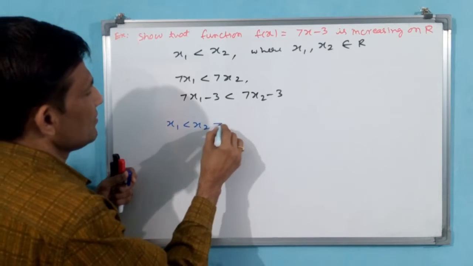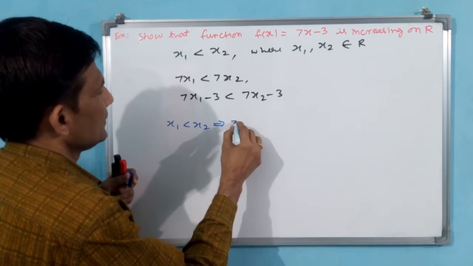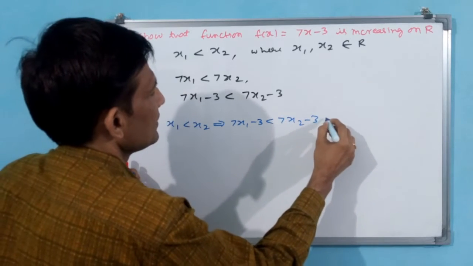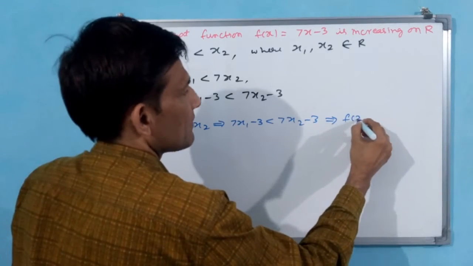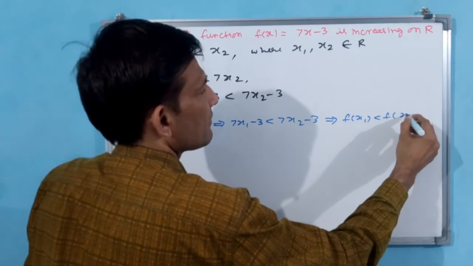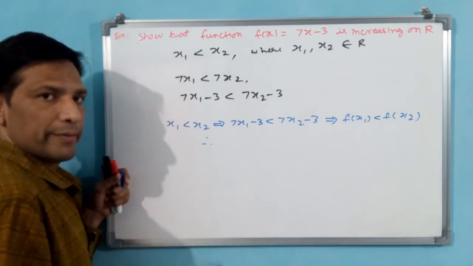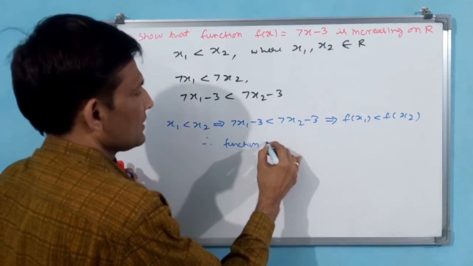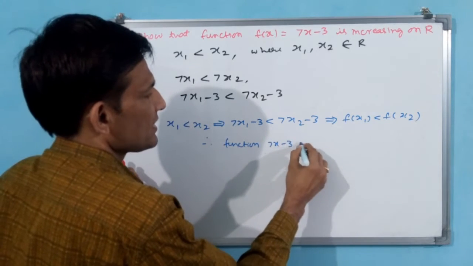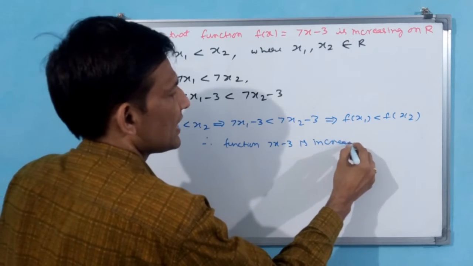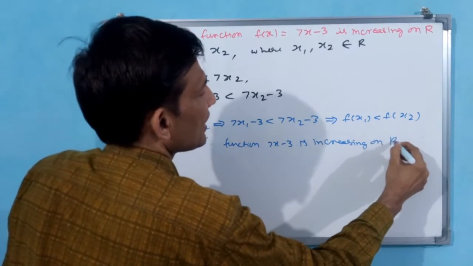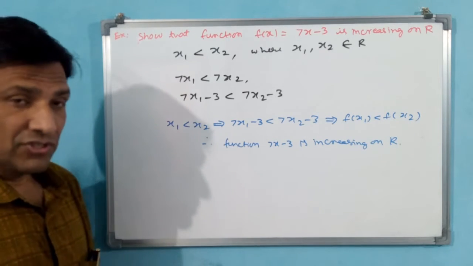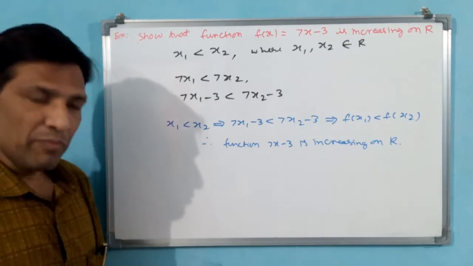x1 is less than x2 implies 7x1 minus 3 is less than 7x2 minus 3, which implies f of x1 is less than f of x2. Therefore, the function 7x minus 3 is increasing on R. Like this you can write and close this question. But this is as per the procedure we have done.